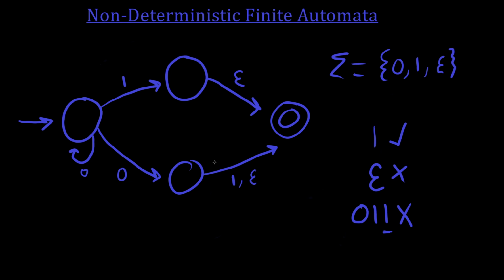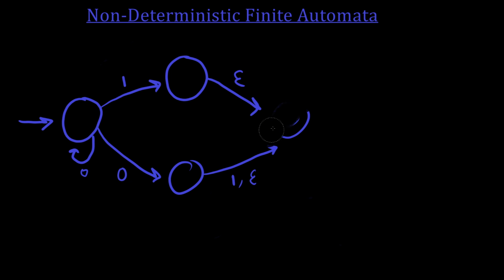Basically, for a string to be accepted, there needs to be a path from the start state to an accept state such that the string finishes processing on the accept state. And for a string to be rejected, there need to be no possible paths from the start state to an accept state such that the string finishes processing on that accept state. Cool. So that is how you process strings on an NFA.